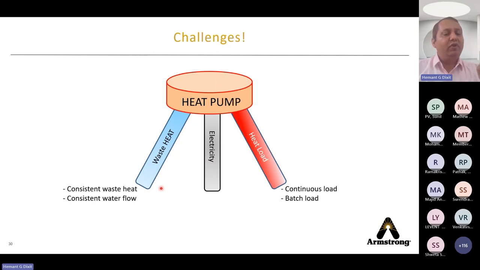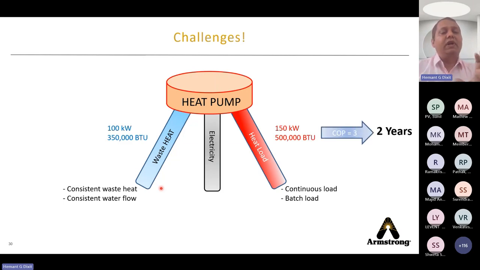Those failures will happen if you don't take care of the proper things on the source side as well as the sink side. On the source side, we should know what waste heat is available and the water flow, and this requires consistent or constant water flow. If there is a variation, we need to account for it. In the same way, on the sink side, we need to understand whether it is a continuous load or a batch load, and design accordingly.